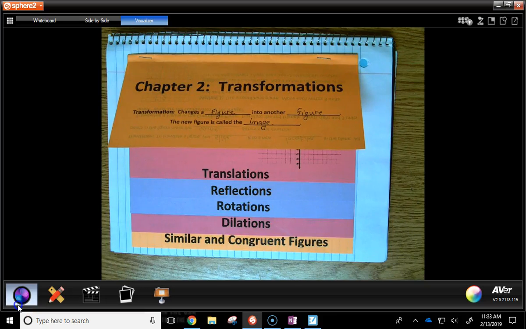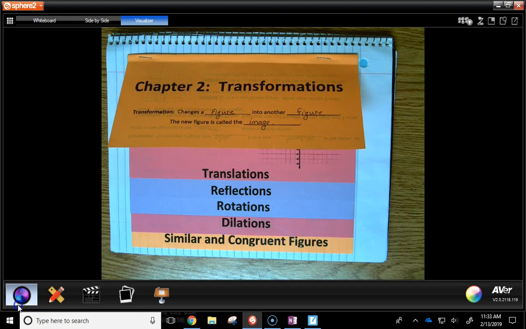Alright, so first thing what we are going to do is we're going to start with our transformations. If you would look at your... I'm sorry. Alright, so if we would, on the front cover, we're talking about transformations in this unit.